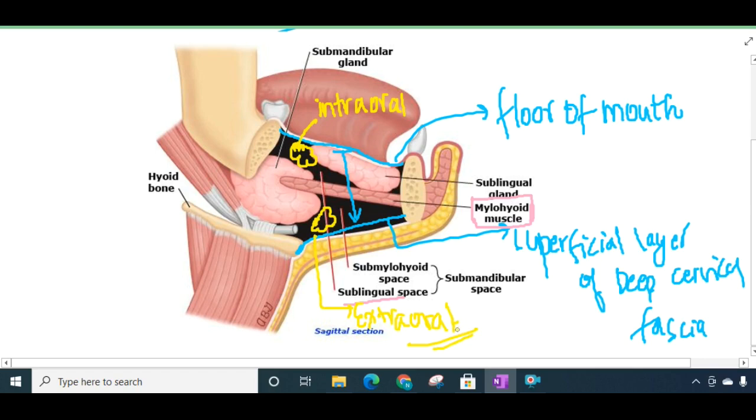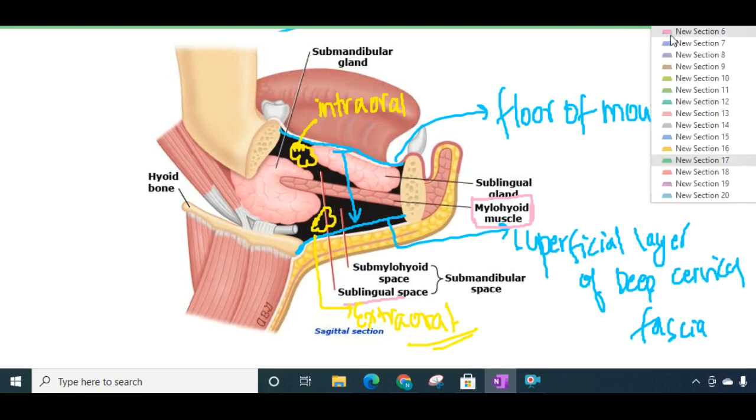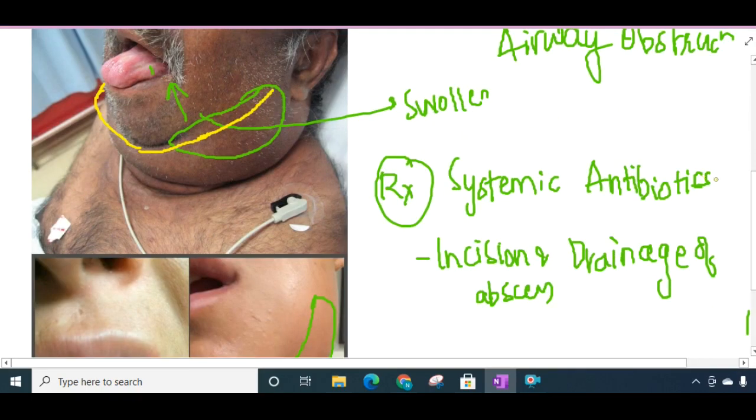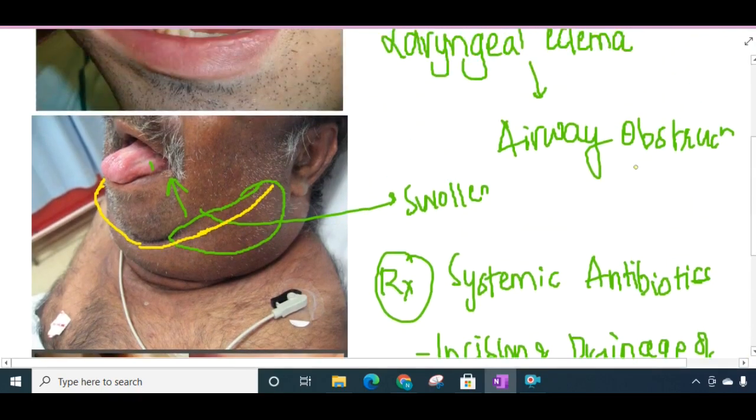So this is important. If there is laryngeal edema, and if this laryngeal edema is causing airway obstruction, then definitely you should do tracheostomy to facilitate breathing for the patient.